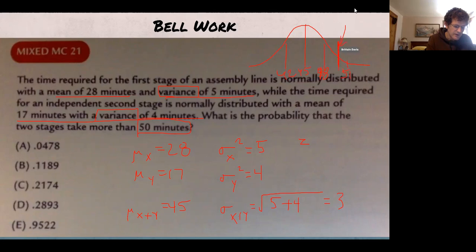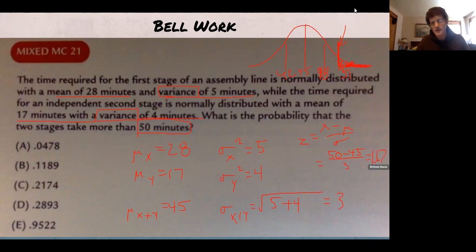And we want to figure out the odds of getting that time or higher, well, yeah, the probability of that. So it's going to be x minus mu divided by standard deviation for our z-score. That's going to be 50 minus 45 divided by 3, and that gets us a z-score of 1.67.